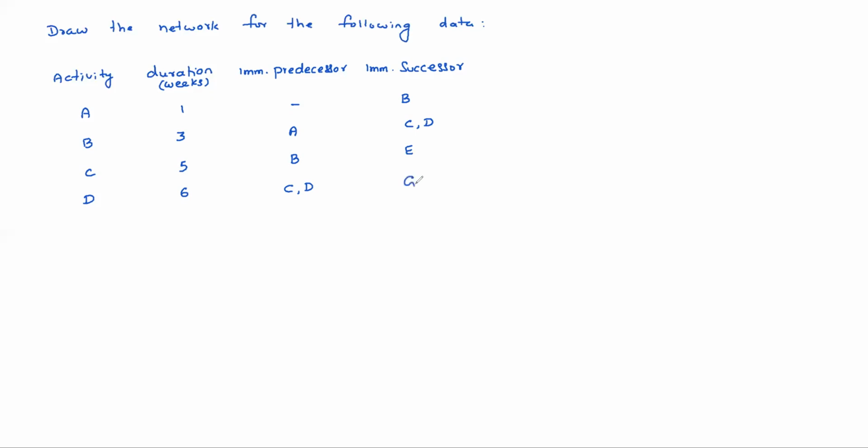Sir, the activity B. D activity. For activity D, 6 weeks. For D activity, predecessor is B. Successors are E and F. E and F, okay. Okay, E activity, 6 weeks. C and D are the predecessors, G is the successor.